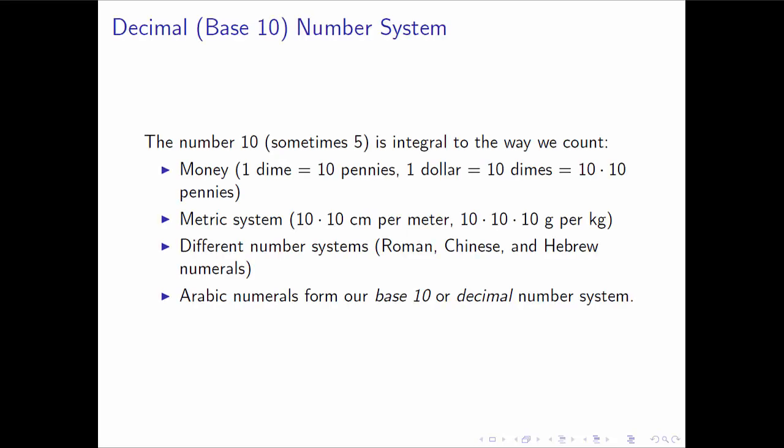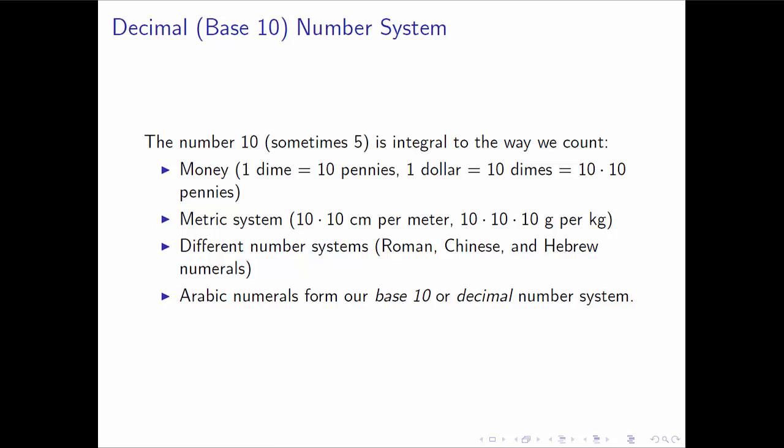Now, our number system is what's called a base 10 number system or a decimal number system, and the numerals that we use are called Arabic numerals, as shown down here on the bottom of this slide. But the idea here is that the number 10, and every now and again 5, is really integral to the way that we count and the way that we group things. This is mostly because we have 5 fingers on each hand and 10 fingers total on our hands.